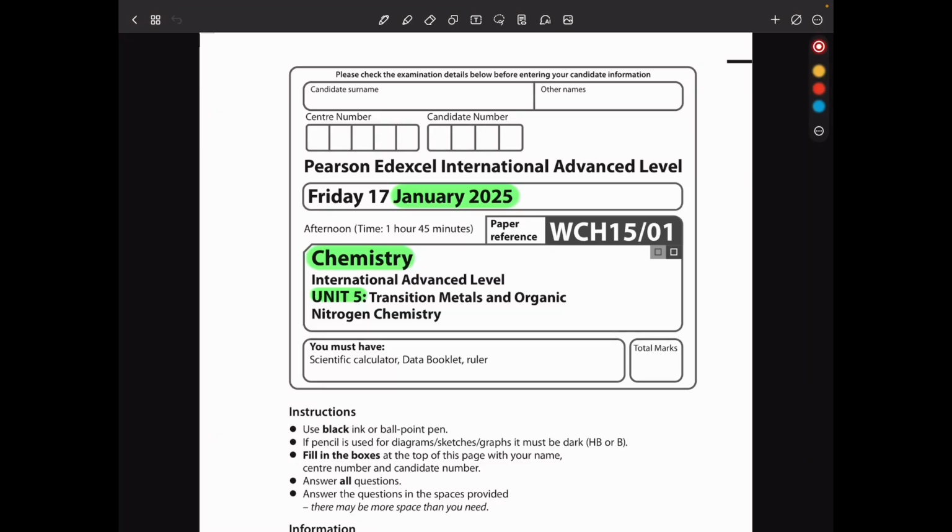Today we are doing the Pearson Edexcel International A-Level Chemistry Unit 5 for January 2025. Let's begin with the first question.